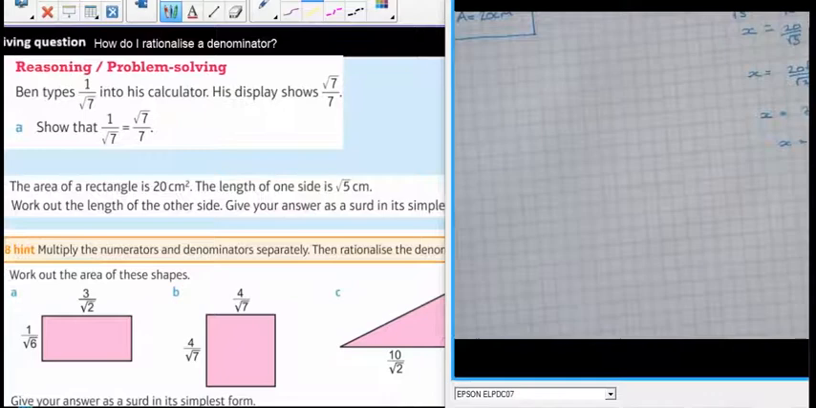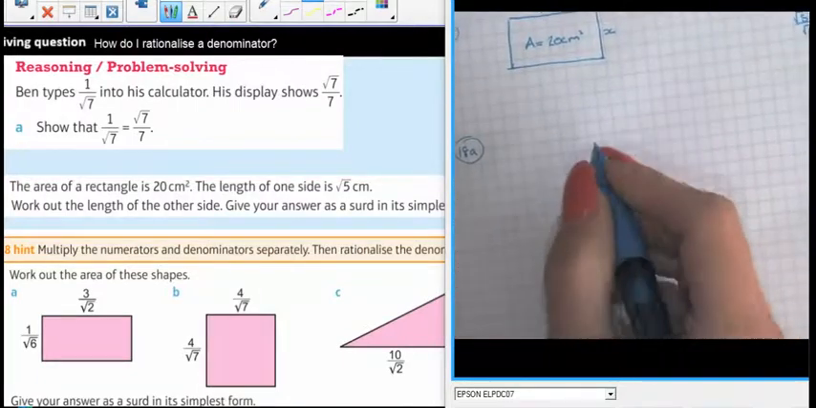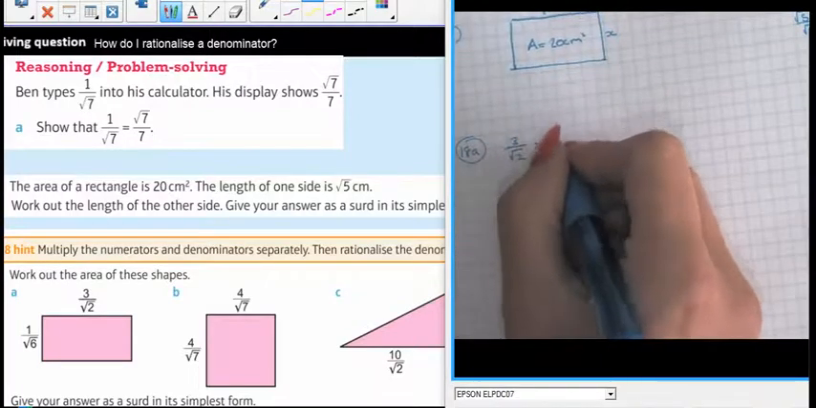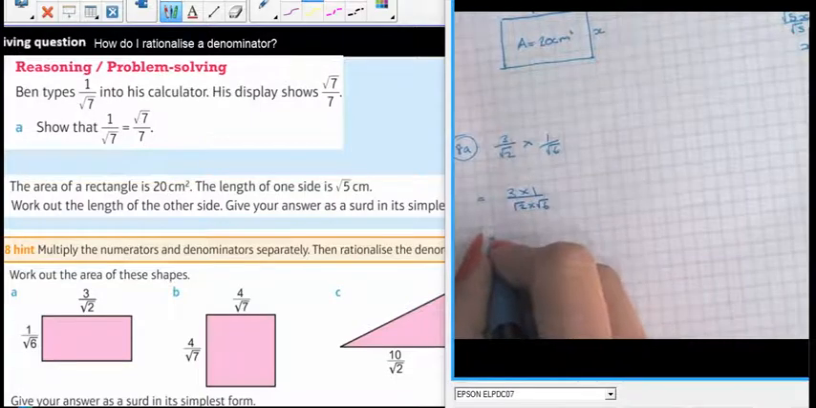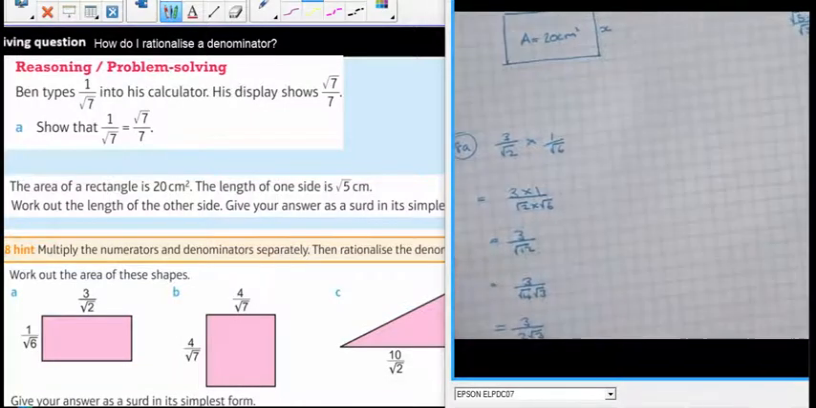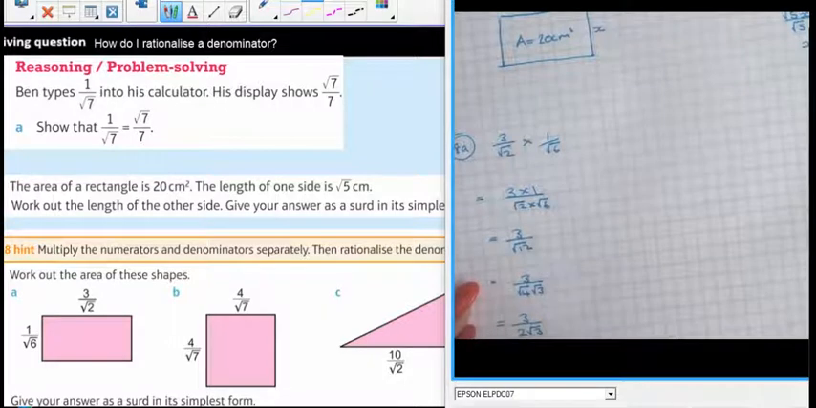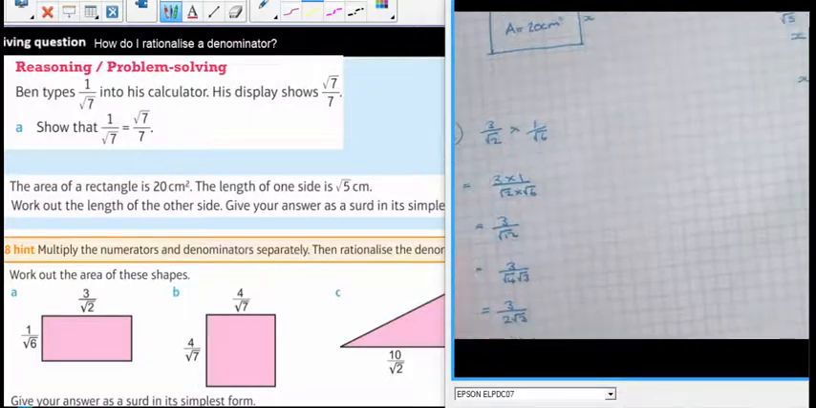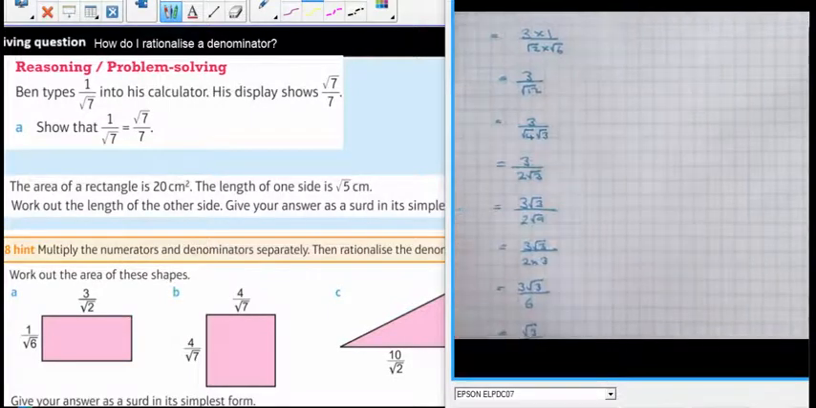Excellent. Let's try question 18. Work out the area of these shapes. So we're going to multiply the length by the width. 3 over root 2 multiplied by 1 over root 6. It would be 3 multiplied by 1 over root 2 multiplied by root 6, which is 3 over root 12. Now let's simplify our denominator. 3 over root 4 root 3, which is 3 over 2 root 3. It also says that we want to rationalise our denominator. So if we multiply by root 3, we end up with 3 root 3 over 6, and then simplify that, root 3 over 2. Divide the numerator and the denominator by 2.